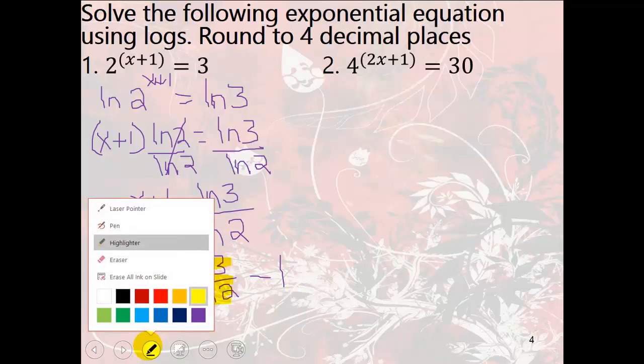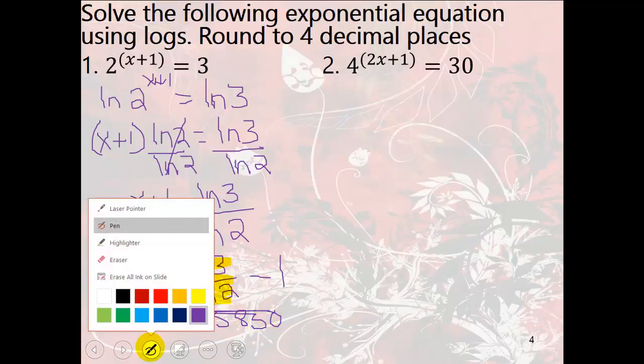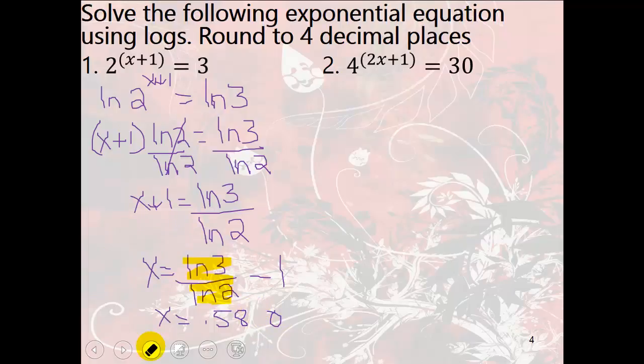And when I do that, I get 0.5850 when I round to 4 decimal places. I just hate that.